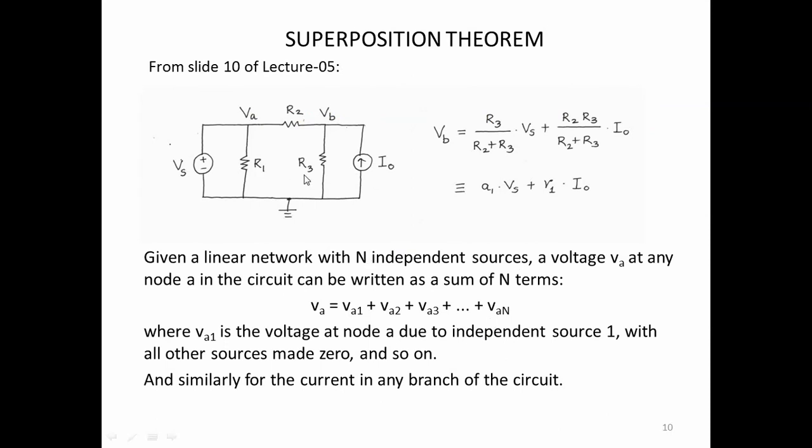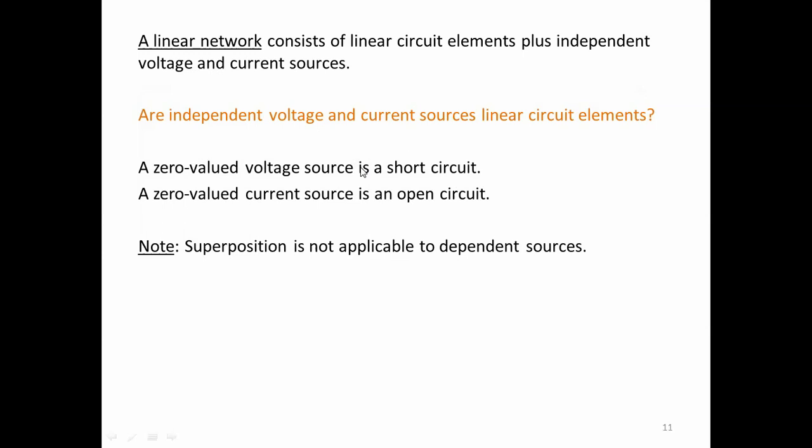If there are dependent sources, they'll stay as they are. They'll not be counted as in the number of sources. Alright, we'll look at a couple of examples of this.